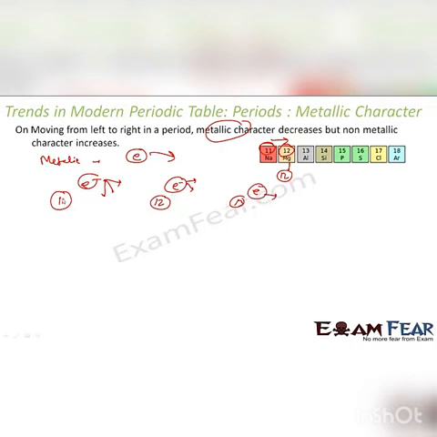Why? Because this guy is not able to hold it. 11 protons are not able to hold this properly, but 13 protons are able to hold this. Thus, if you see, the tendency to lose electrons decreases, and thus metallic character decreases. Hope you understand this. The tendency to lose electrons decreases, thus the metallic character also decreases.